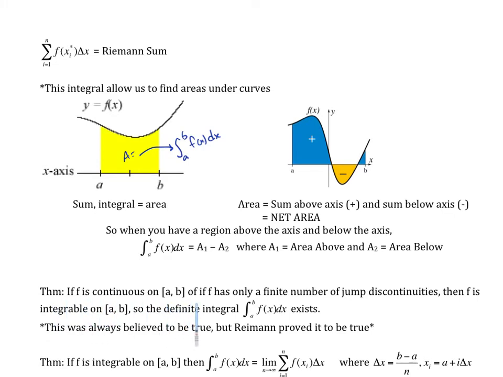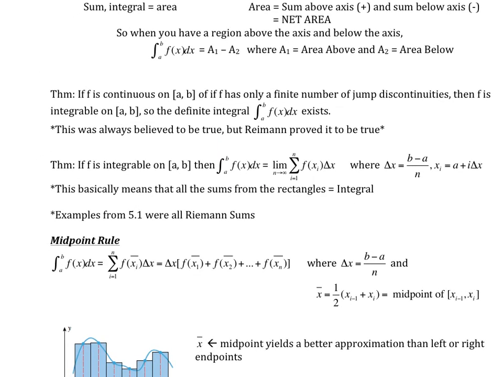Okay, so here's the next theorem. If f is continuous on the closed interval from a to b, or if and only if f has a finite number of jump discontinuities, then f is integrable on [a, b], so the definite integral from a to b of f of x dx exists. This was always believed to be true, but Riemann actually proved it to be true.